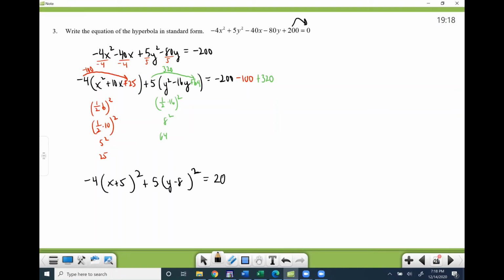Now, we've already done this too. We can't have a 20 over there. It's supposed to be a 1 in the formula. Oh, divide them out. Divide them out.